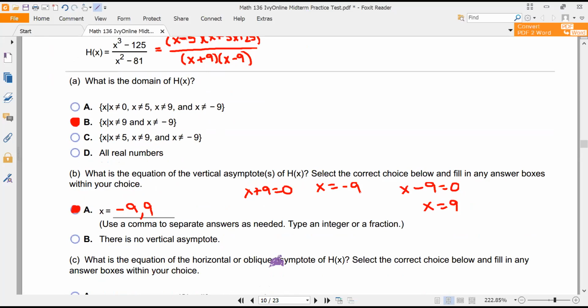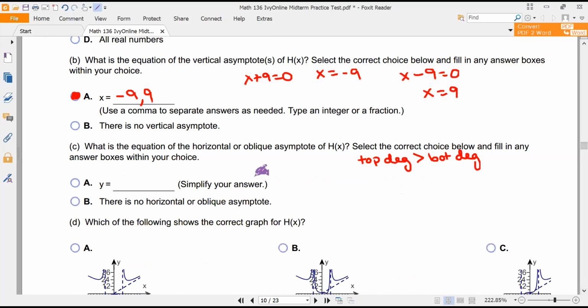Part C, what is the equation of the horizontal or oblique asymptote? Okay, so this one has a top degree, which is your numerator's degree of 3, that is greater than the bottom degree, which is highest power is x squared. Anytime that happens, it's going to be an oblique asymptote, and the only way to find it is to do long division. And usually that's easier to do when it was in its original format. So x squared minus 81 into x to the third.